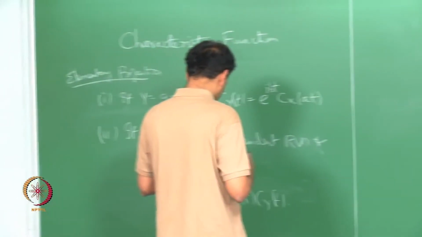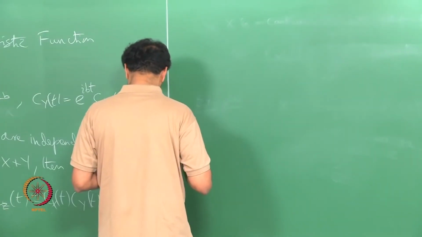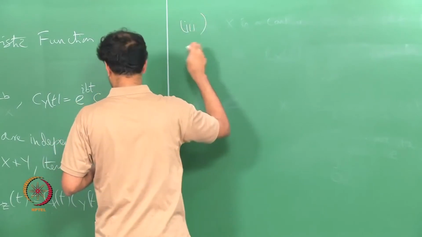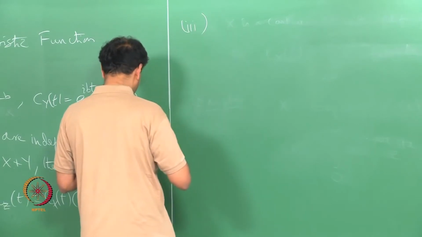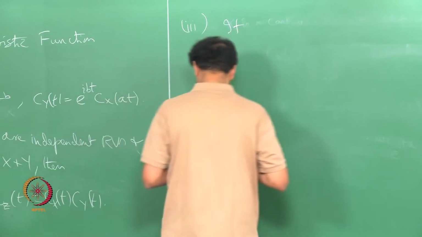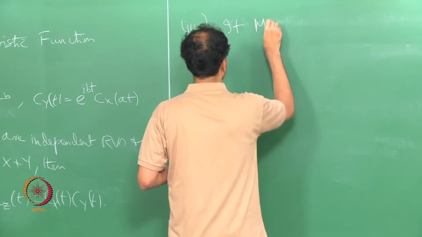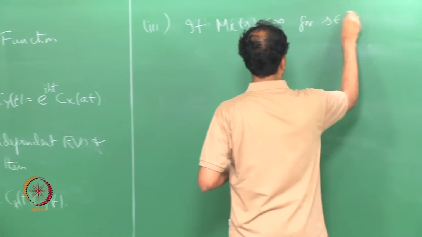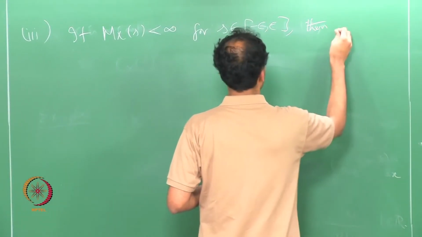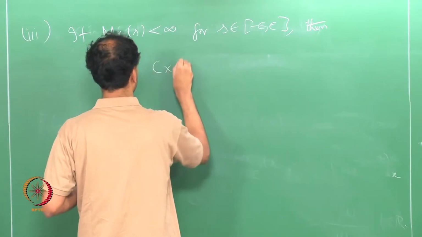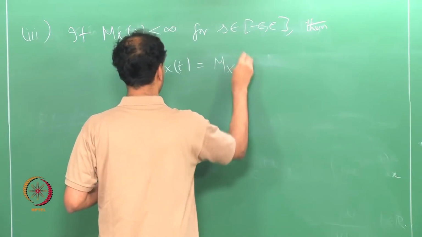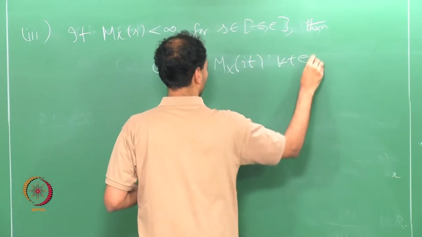So these two are elementary properties. What else? This is not an elementary property, but I will state it without proof. If M x of s is less than infinity for s in minus epsilon to epsilon, then C x of t is equal to M x of i t. This is just what I mentioned earlier.